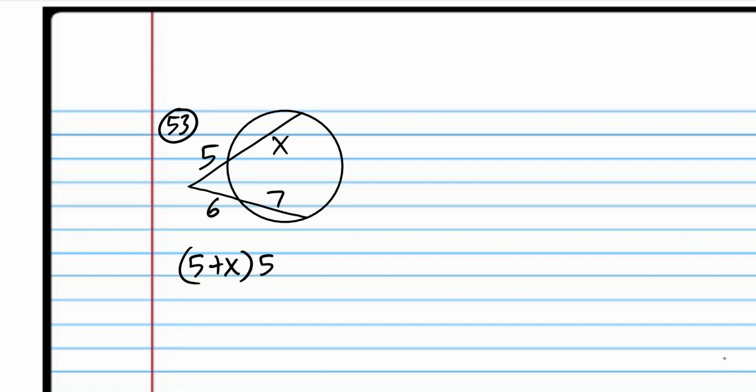We're going to take the total length of the top secant and multiply it by the external length, and that product should be equal to the total length of the bottom secant times the external part of the bottom secant. And you can use 2 sets of parentheses if you want on these. It doesn't really matter. That's legal, but it's not really necessary, so I'm just going to leave those off. So now we distribute. 5 times 5 is 25. 5 times x is 5x.